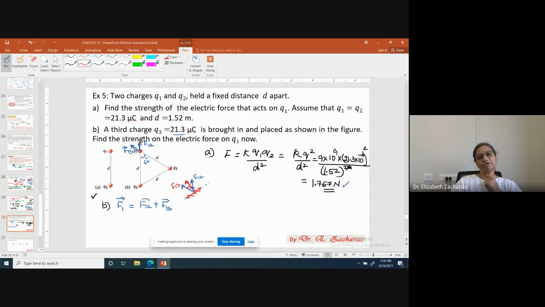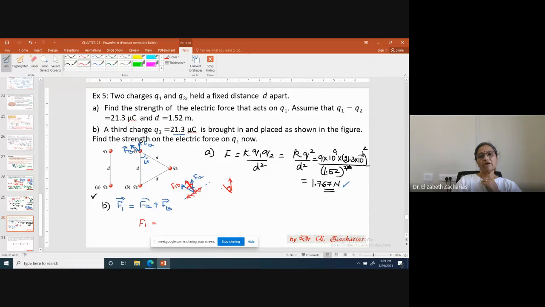Now this angle will be 30 degrees. This angle also will be 30. Therefore, what will be the net F? F1 will be equal to, is it cosine component or sine component? If I have a vector like this and I talk about this angle, which component is this, cosine or sine component?